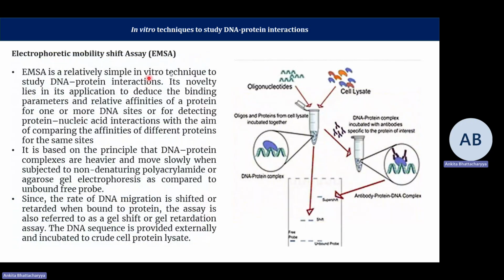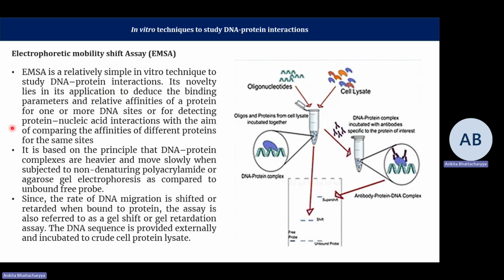The second technique that I wanted to discuss today is called EMSA, or electrophoretic mobility shift assay. Again, this is not a very recent technique, but it's very informative, very useful. It is a relatively simple in vitro technique to study DNA-protein interactions, and its novelty lies mainly in its application to deduce the binding parameters and relative affinities of a protein for one or more DNA sites, or for detecting protein-nucleic acid interactions, whereby you wish to compare the affinity of different proteins for the same site.